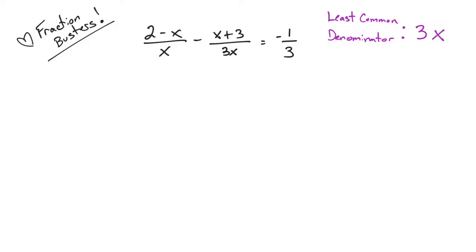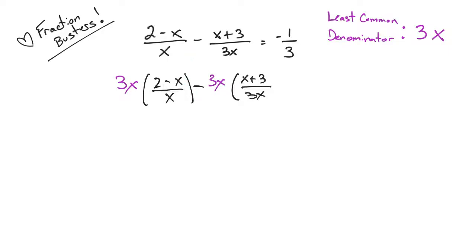The first step is to take everything that you see and multiply it by that 3x. So as we write this out, we have 3x times your first group, which is 2 minus x all over x, minus 3x times your second group. So I kept that negative sign here. So 3x times x plus 3 all over 3x. And then your common denominator, 3x times your negative 1 over 3.